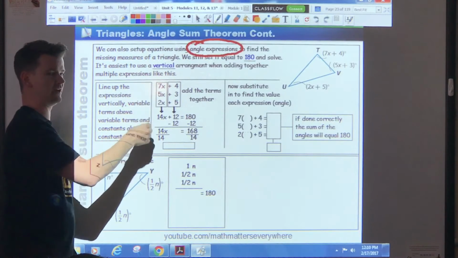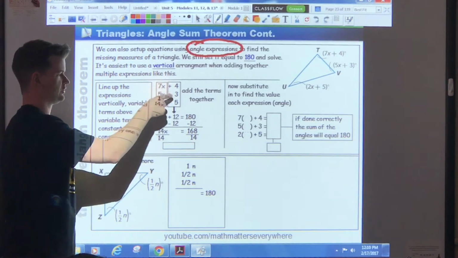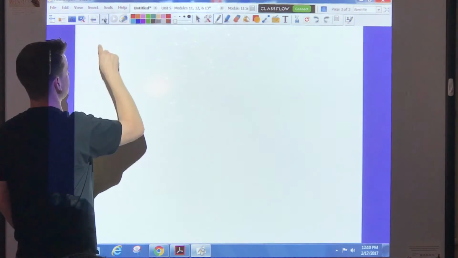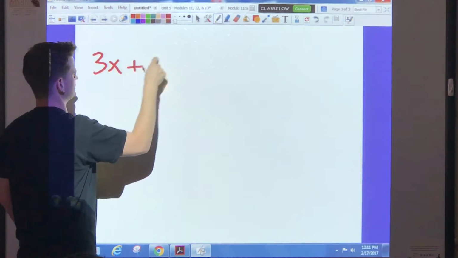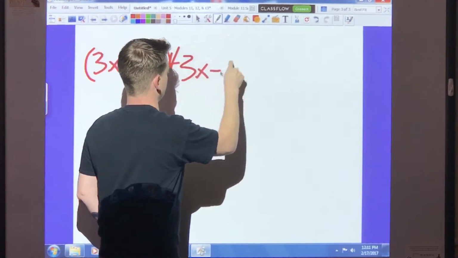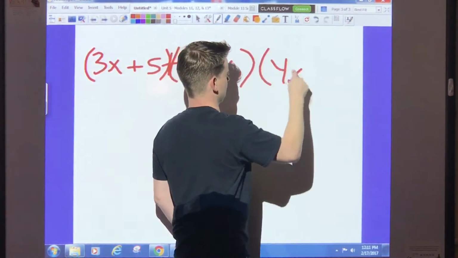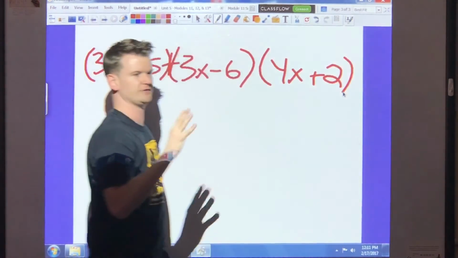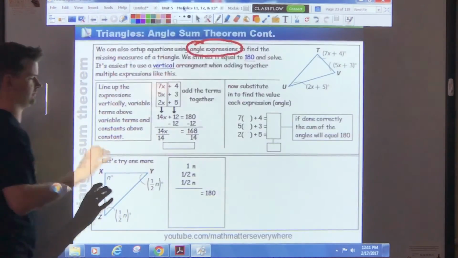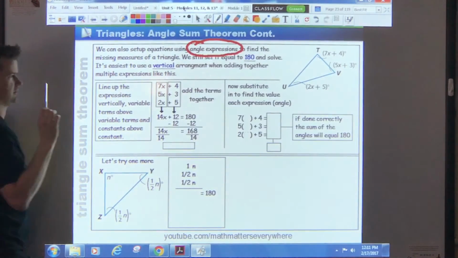7, 5, and 2 make 14. 4, 3, and 5 make 12. If you put them side to side, let's say these aren't the expressions but something similar, like 3x minus x, and then 4x plus 2, it starts to look a little more complicated. You start forgetting whether you added stuff up or not. So, vertical arrangement, easiest way to do it.